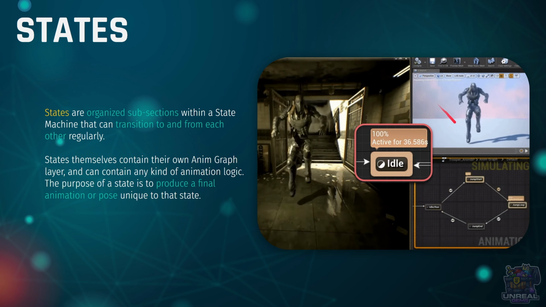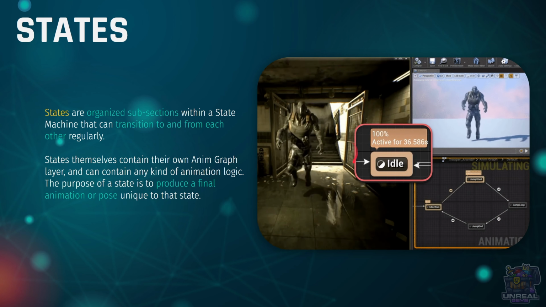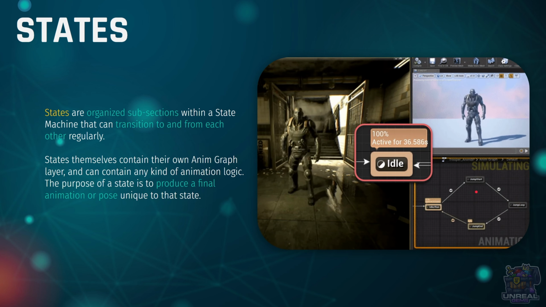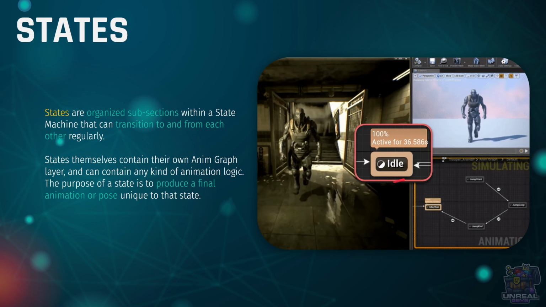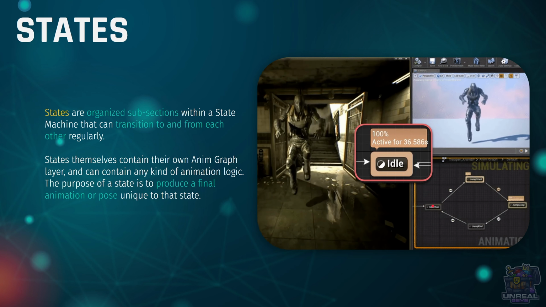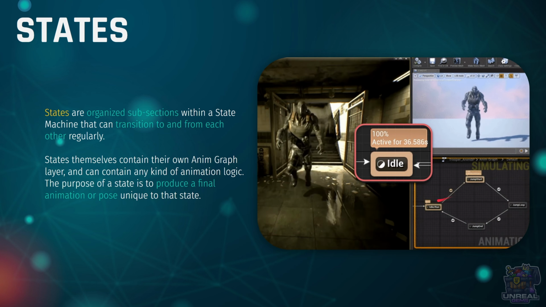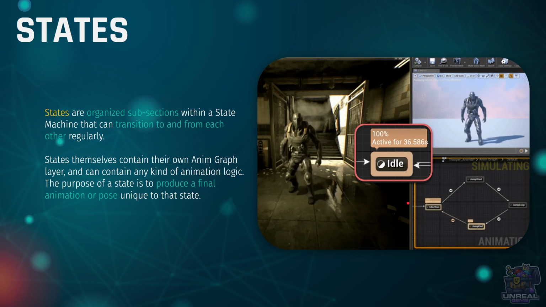Okay, so after we have seen a high-level overview of state machines, let's now go one by one and see all of the components. The first one are the states, which are subsections of the state machine, which you can use to play animations or, for example, use blend spaces or whatever you want. We are going to be able to transition from state to state depending on a transition rule, which is going to more or less be the logic of the transition.